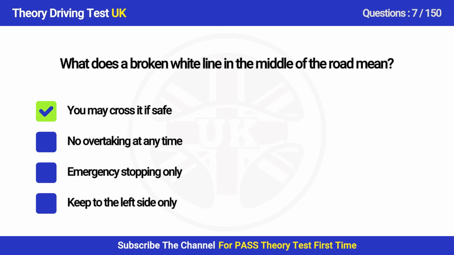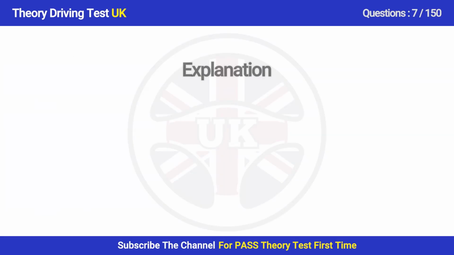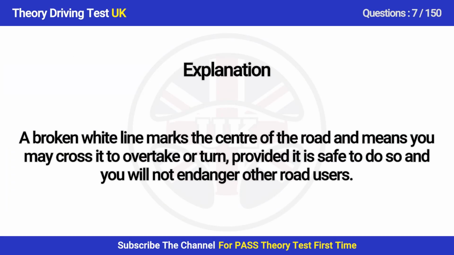Answer is A. You may cross it if safe. A broken white line marks the center of the road and means you may cross it to overtake or turn, provided it is safe to do so and you will not endanger other road users.